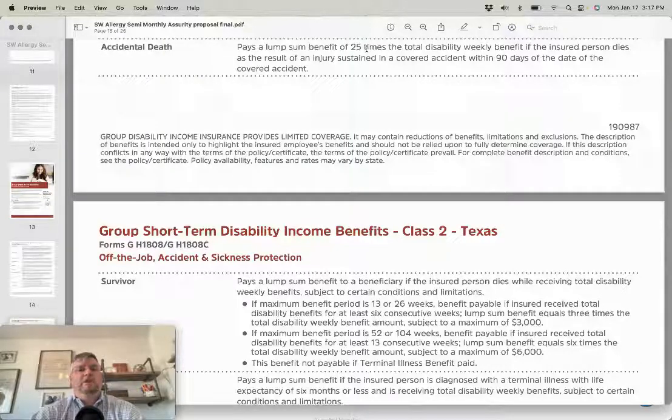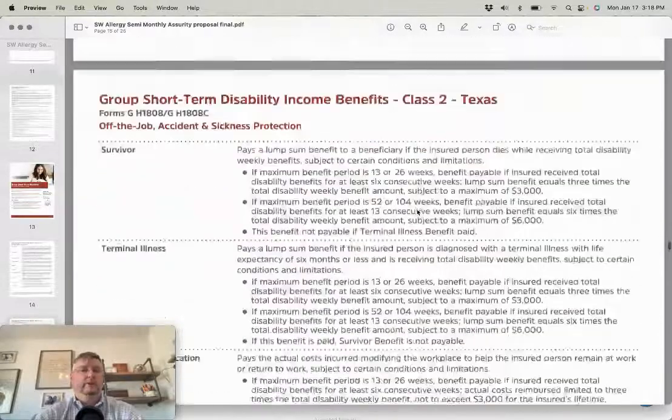Your policy is going to pay a lump sum benefit to your survivor of 25 times what your weekly benefit is. So let's say you're at the upper end of the income scale and you have a $1,000 weekly benefit. That is basically a $25,000 life insurance policy built into your disability policy. That's pretty cool, I'll be honest.